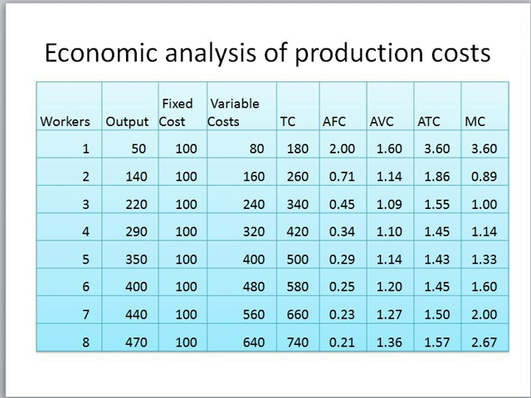If we go on to the next value, the total cost increases from 260 to 340, and that's $80. And we also increase the output by 80 units. So the marginal cost is now $1.